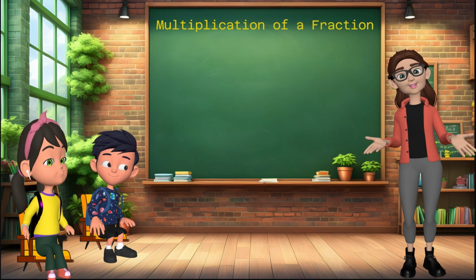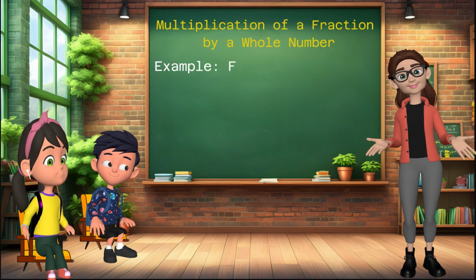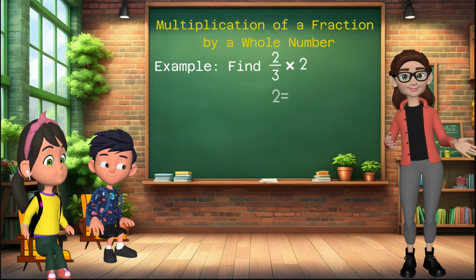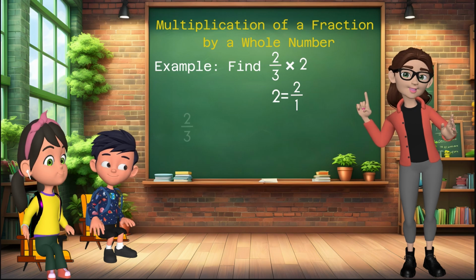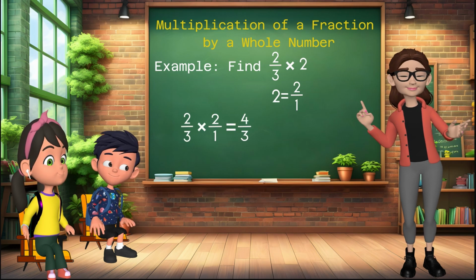Multiplication of a fraction by a whole number. Example: Find 2/3 times 2. We can write 2 as 2/1. Now multiplying top by top and bottom by bottom, we get 4/3.